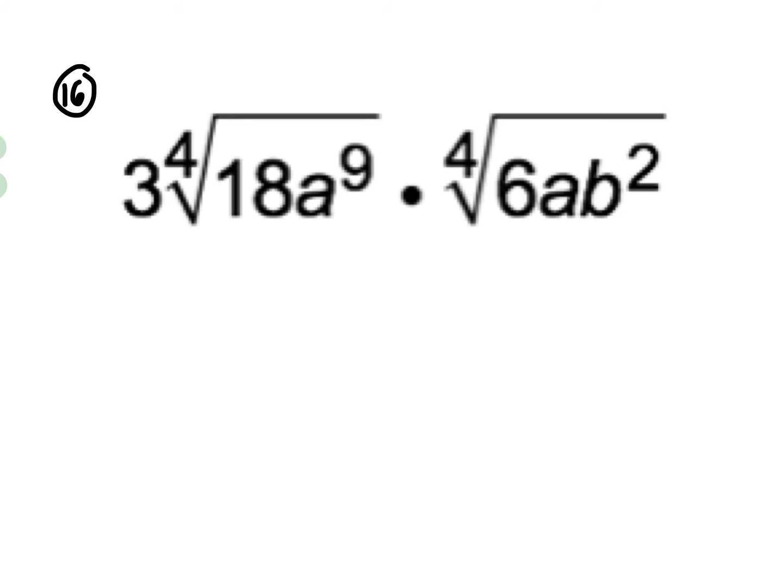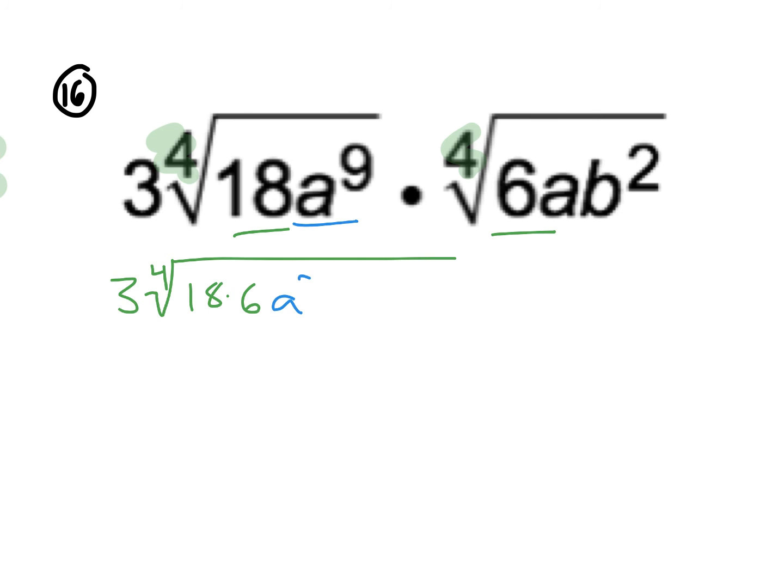Can I multiply these two together? Are my indexes the same? Yes. Yep, so I can multiply them. So the 3 on the outside is just going to stay on the outside, and then I'm going to put everything under one radical. I'm going to start with my numbers. So I have 18 and 6. And then I'm going to write my a's. So I have a to the 9th power and a. And then I'll write my b's. So I just have b squared.